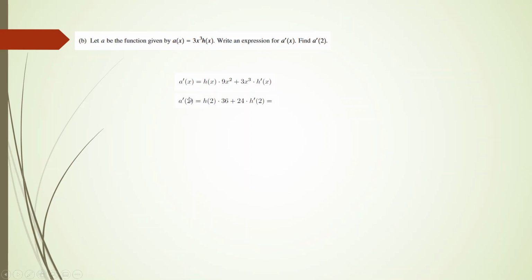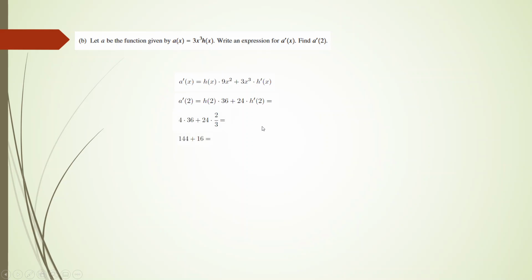So a prime of 2 is going to equal h of 2 times 36. I just plugged in 2. 2 squared is 4, and 4 times 9 is 36. Plus, if you plug in 2 here, 2 cubed is 8, and 8 times 3 is 24, times h prime of 2. And so our final step then is going to be substituting for h of 2, which they told us in the initial prompt was equal to 4, and then plugging in h prime of 2, which we found in part A. So if I plug those in, you've got 4 times 36 plus 24 times 2/3.